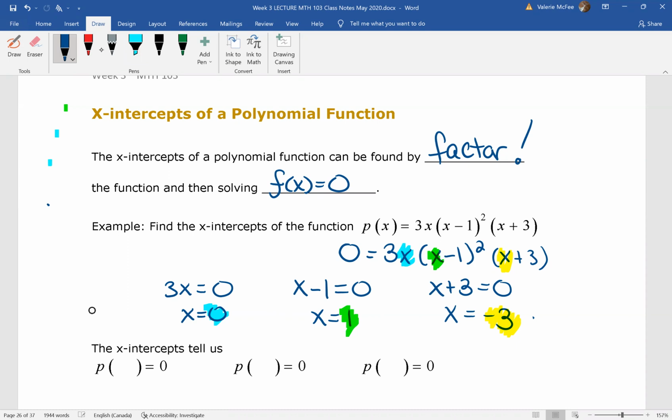Now pay attention here. I can write then that p of 0 equals 0. Think about what that's saying. This is our x value. It says when x equals 0, then y will equal 0. p of 1 equals 0. When x equals 1, y equals 0. p of -3 equals 0. When x equals -3, y equals 0.